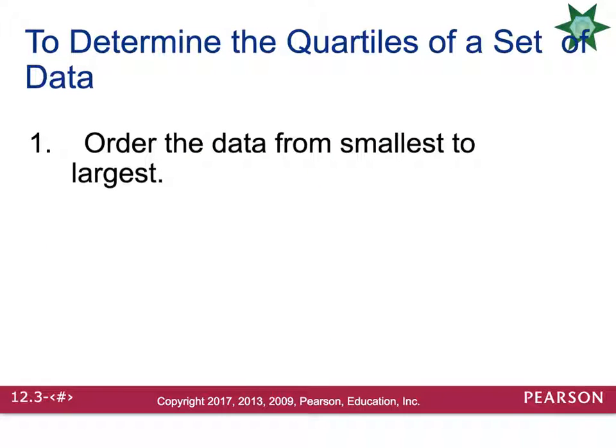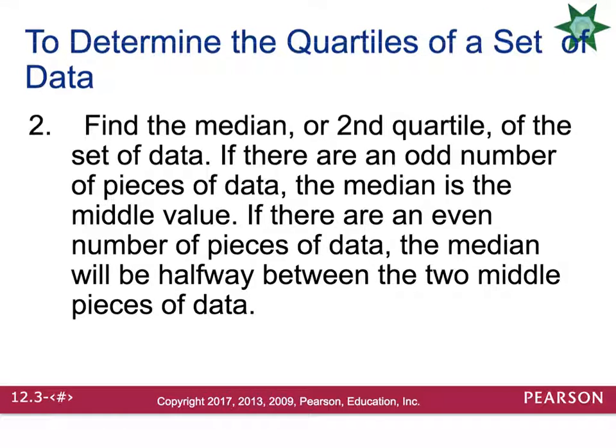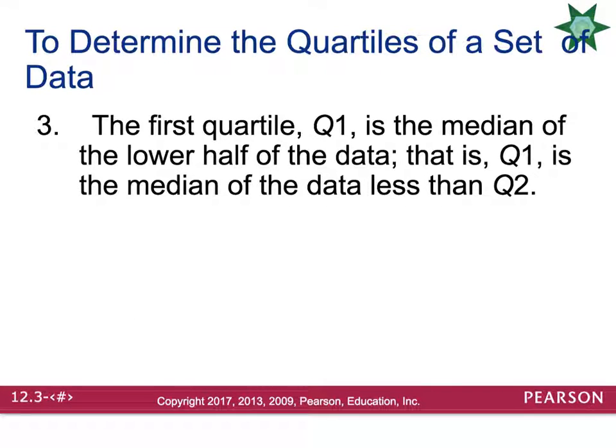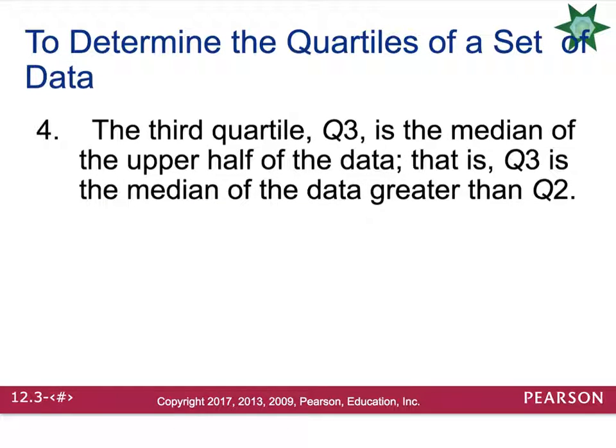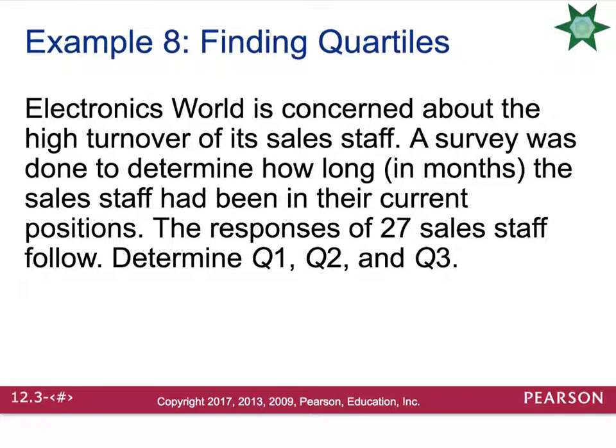So again, to find the quartiles, first thing you want to do is order the data from the smallest to the largest. You want to find the median first, which is your second quartile. Then you find the median of the first half of data, which is your first quartile, and the median of the second half of the data, which is your third quartile. We're going to practice this on the following example.